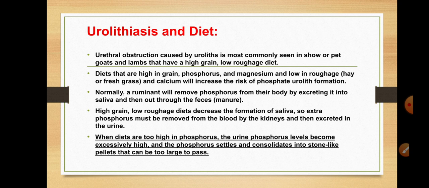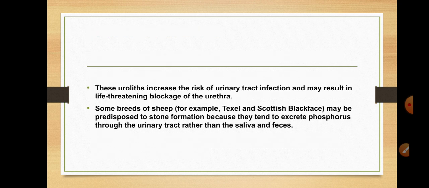So when diets are too high in phosphorus, the urine phosphorus levels become excessively high, and the phosphorus settles into stone-like pellets that can be too large to be passed. So these uroliths increase the risk of urinary tract infection and may result in life-threatening blockage of the urethra.